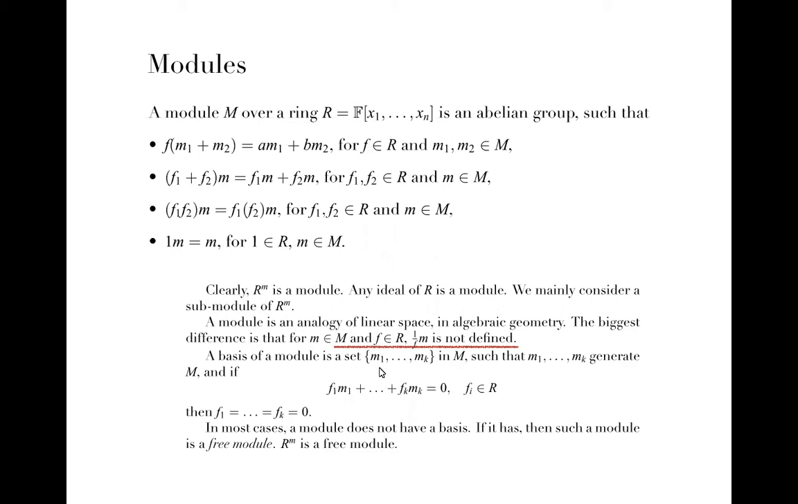So here you see, sometimes we have a basis of a module, that is, we have a generating set M1 to MK, and if you put factors F1 M1 plus dot dot dot plus FK MK equals zero, that implies that all these coefficient polynomials equal zero. So everything is similar to the definition in linear algebra. But the difference is that in linear algebra, for any linear space, you can always find a basis. For a module, in most cases, you don't find a basis. You can still get a finite generating set, but the bad thing is you always find some non-trivial relations like this, where the F are not zero. So the generators cannot be chosen to be completely independent. That's the difference between a linear space and a module.